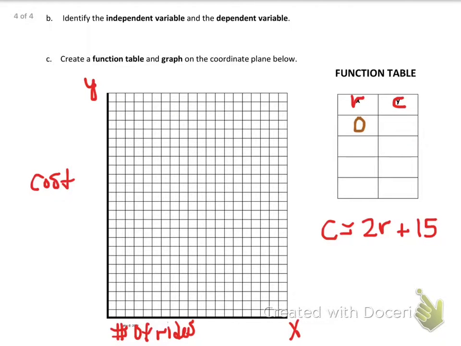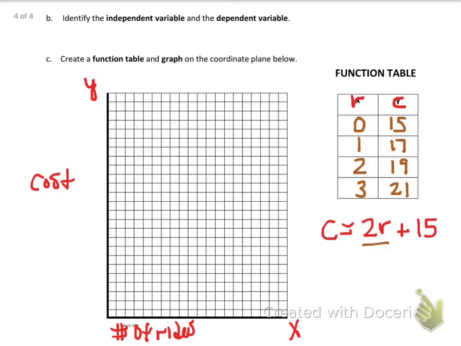Okay, if I go on 0 rides, then I'm gonna pay 0 times 2. That's 0 plus 15. I still have to pay to get in the park, so it's $15. If I go on 1 ride, then that's not J rides, that's 1 ride. If I go on 1 ride, I put the 1 in for R, it's 2 times 1 is 2, plus 15, that's 17. 2 rides, well, 2 times 2 is 4, plus 15 is 19. And let's just do 3 rides, 2 times 3 is 6, 6 plus 15, 21. And there is our table.